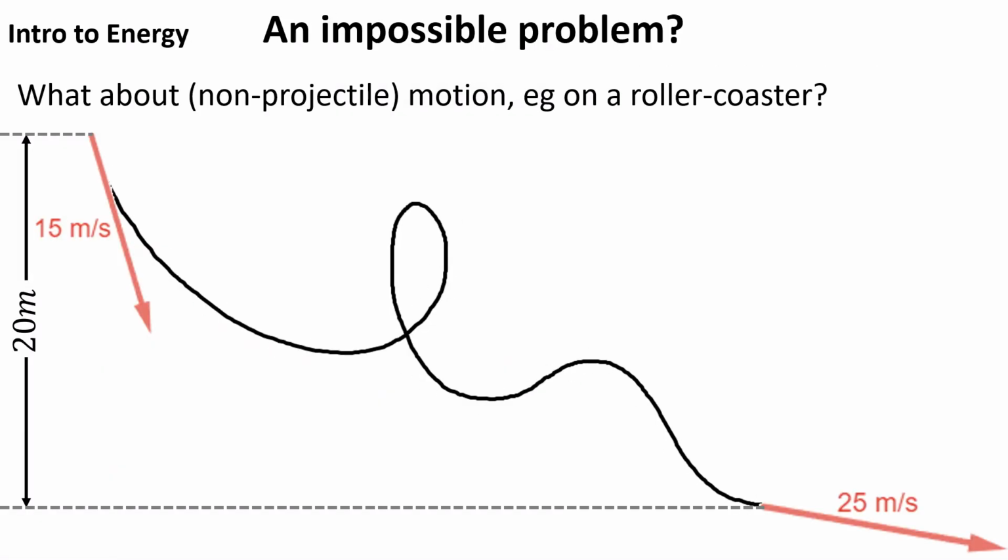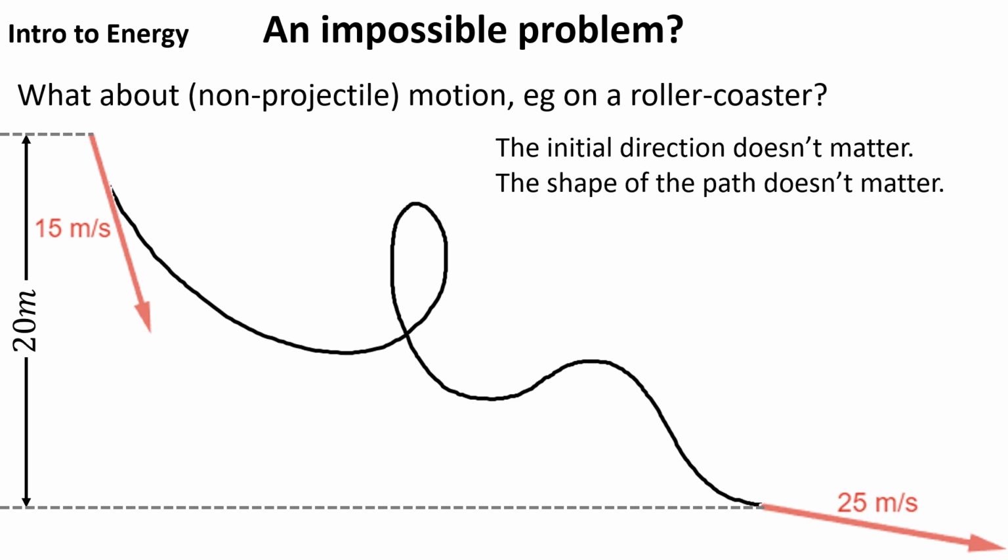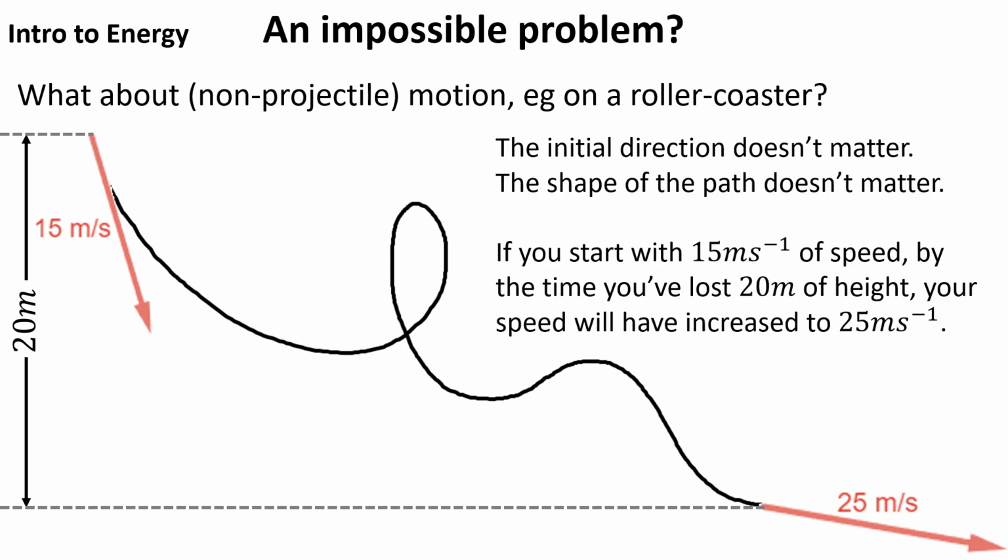We can go a step further and think about motion on, say, a roller coaster. So what seems to be happening here is independent of the path taken by the particle. If the particle has a speed of 15 meters per second at the beginning of motion, and then it loses 20 meters of height, then somehow it has 25 meters per second of velocity or speed at the end of motion. A few things to notice here. The initial direction doesn't matter. The shape of the path doesn't matter. If you start with 50 meters per second of speed, by the time you've traded in your 20 meters of height advantage, you will have increased your speed to 25 meters per second.